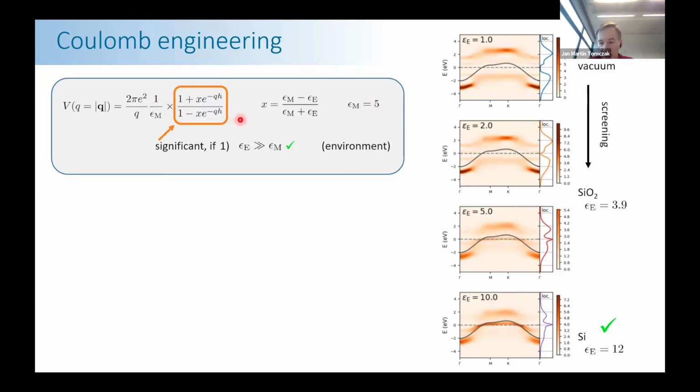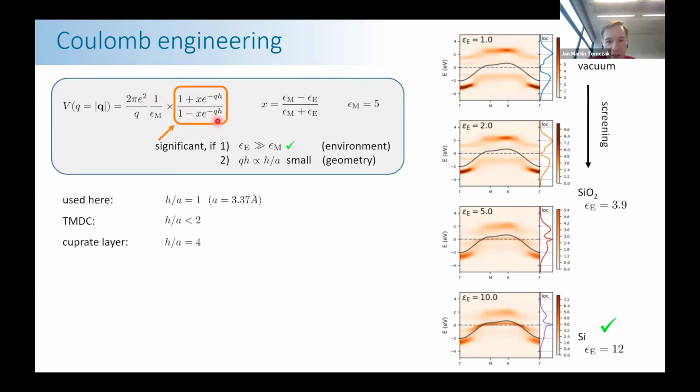The second ingredient is the geometry of the Mott layer itself. So here in the exponential, you have Q times H, which is proportional to H over A, meaning the height of the layer divided by the lattice constant. That needs to be small for this screening to be effective or significant. Here we used A equals H, so a kind of squarish regime. But realistically, for some of these materials, we don't reach that.